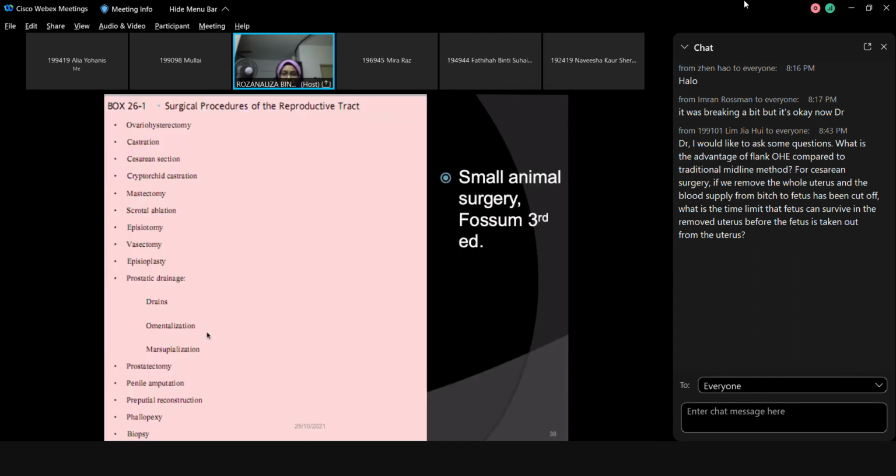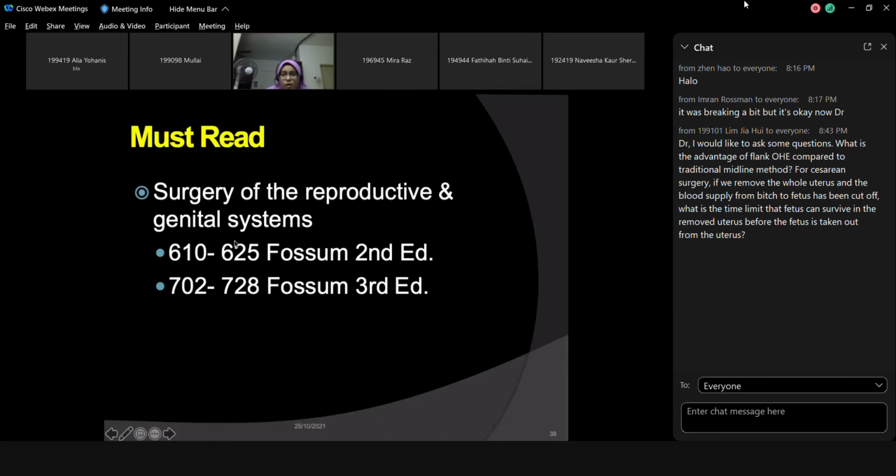So other surgical male procedures, you can check from here. And again, don't be surprised. You probably need to perform a mastectomy or bilateral mastectomy in a male animal as well, okay? Because mammary gland tumor can happen to male and female animals and also humans, okay? So we're done with our male reproductive system.